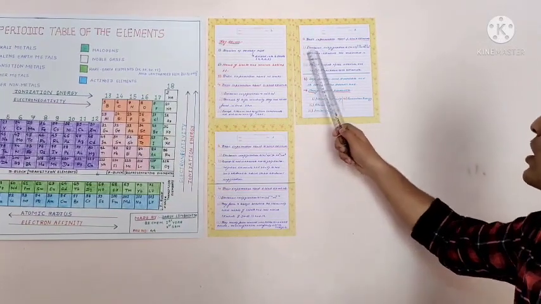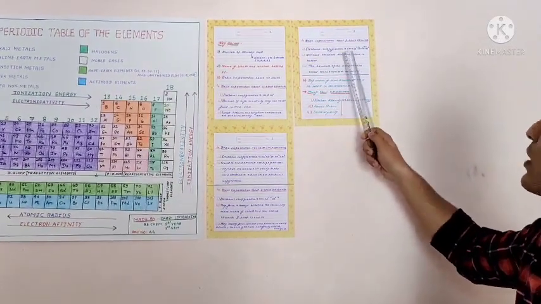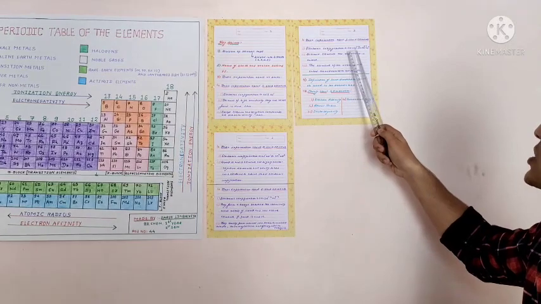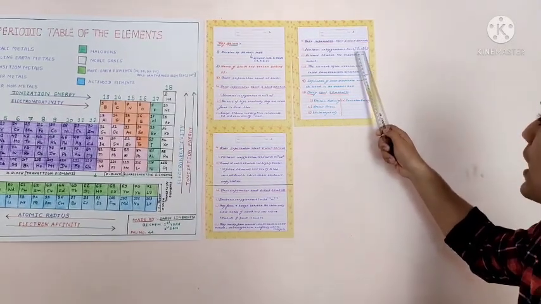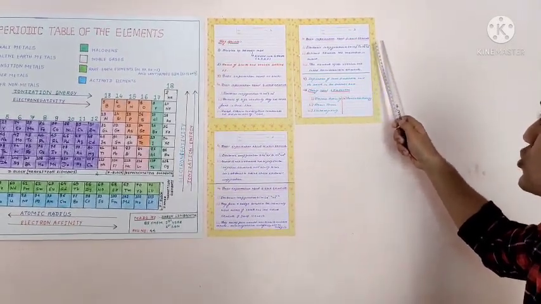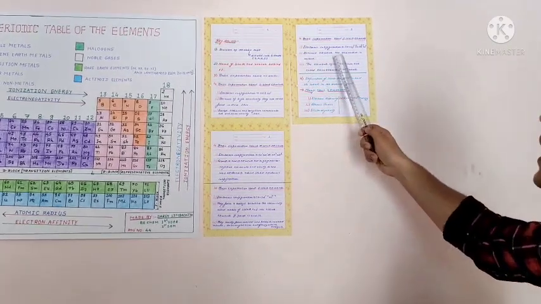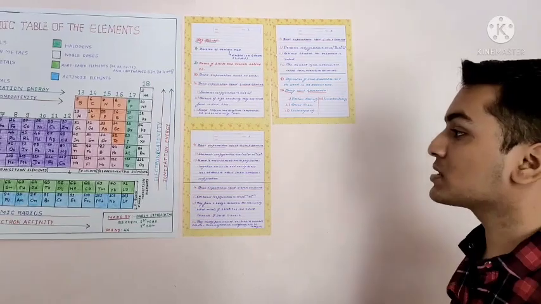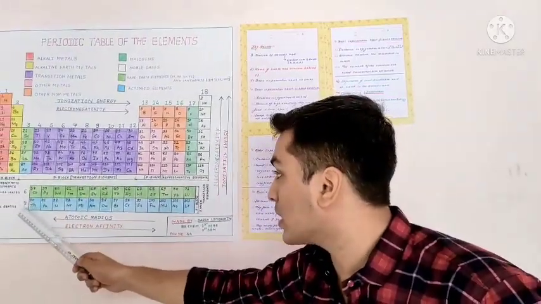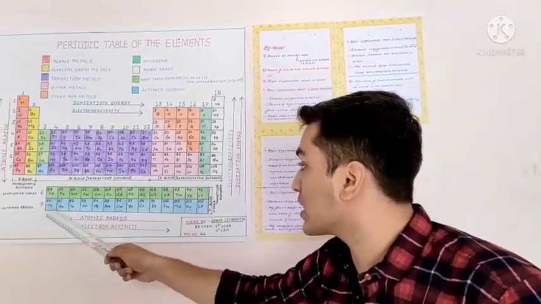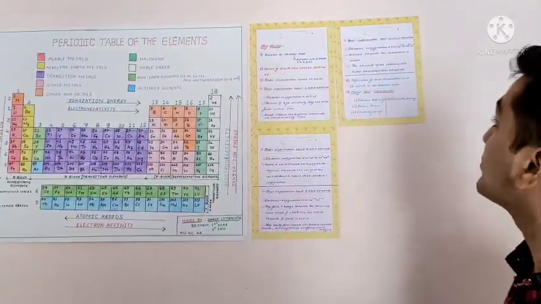Now, basic information about F block. As usual, first point, the electronic configuration of F block elements is (n-2)f1 to 14, (n-1)d0 to 1, and ns2. Second point, actinoid elements are radioactive in nature. Means the elements which are present in the actinoid series are radioactive in nature.